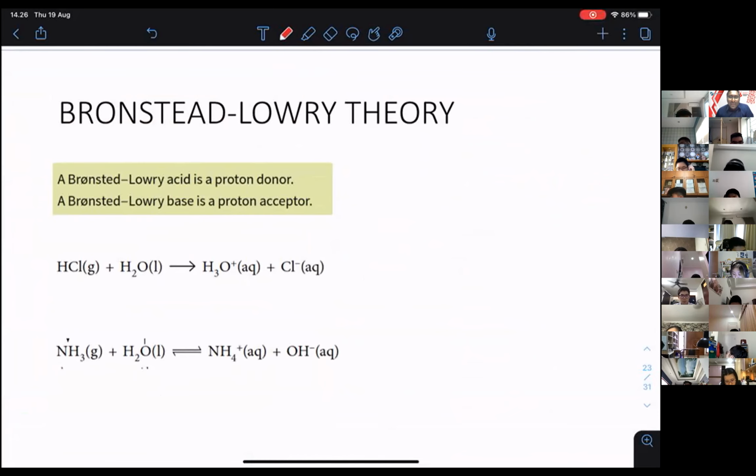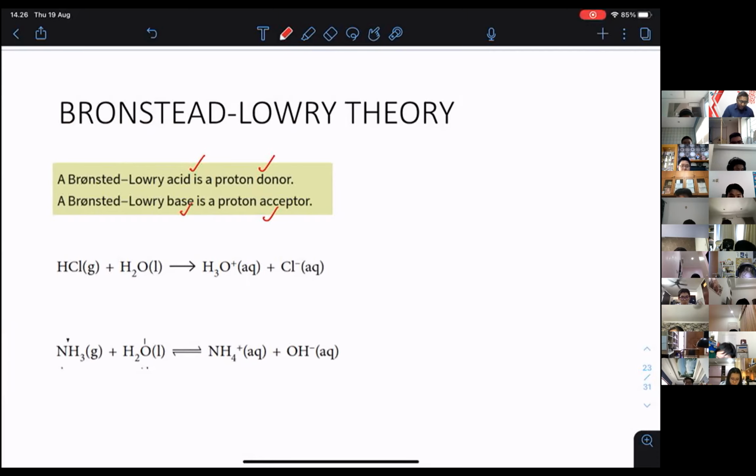Thanks. So here, if you look at the Bronsted-Lowry theory, according to Bronsted-Lowry theory, an acid is a proton donor, a base is a proton acceptor. This is the only theory in your syllabus. Don't bother about Lewis theory. Don't bother about the other kinds of theory that are mentioned in different books. This is the only theory that you need to remember. A Bronsted-Lowry acid is going to be a proton donor.